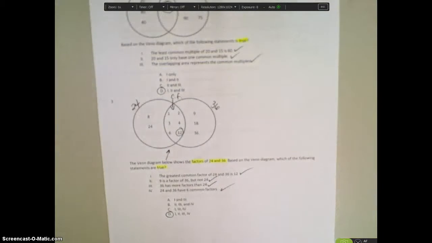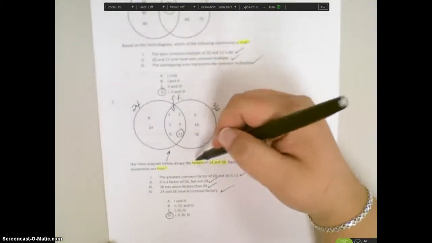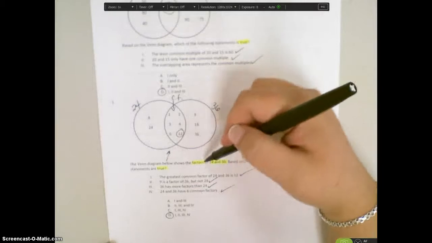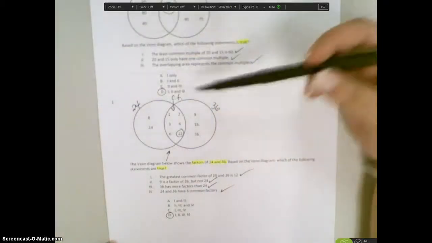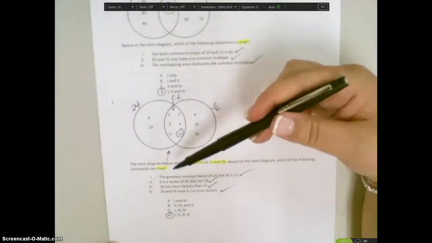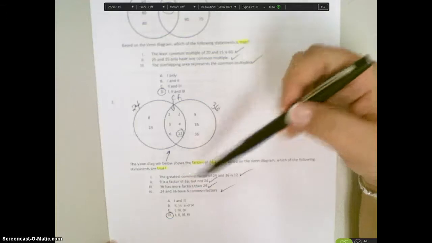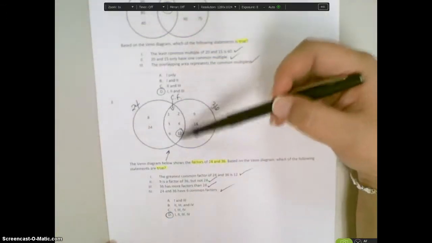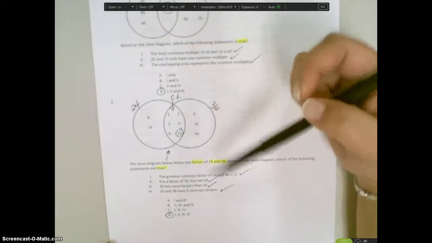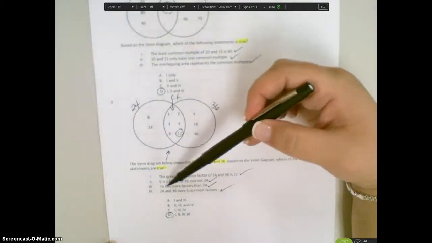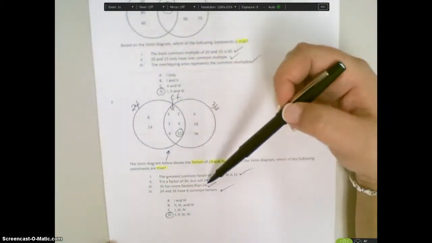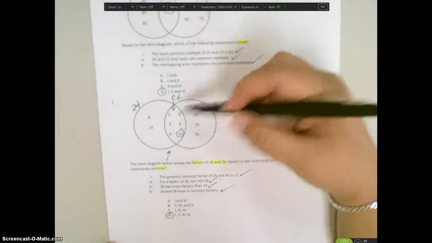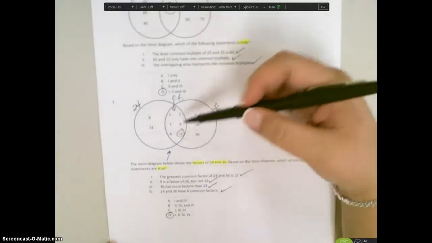Number 3. The Venn diagram, it says below, but it's really above, shows the factors. So now we've switched. We're not talking about multiples anymore. We're talking about factors of 24 and 36. Based on the Venn diagram, which of the following statements are true? The greatest common factor of 24 and 36 is 12. Well, that's the common factor because it's in the middle and it is the largest one, so that's true. 2. 9 is a factor of 36 but not 24. That's true because it falls in the 36 bubble but not in the middle where they overlap.